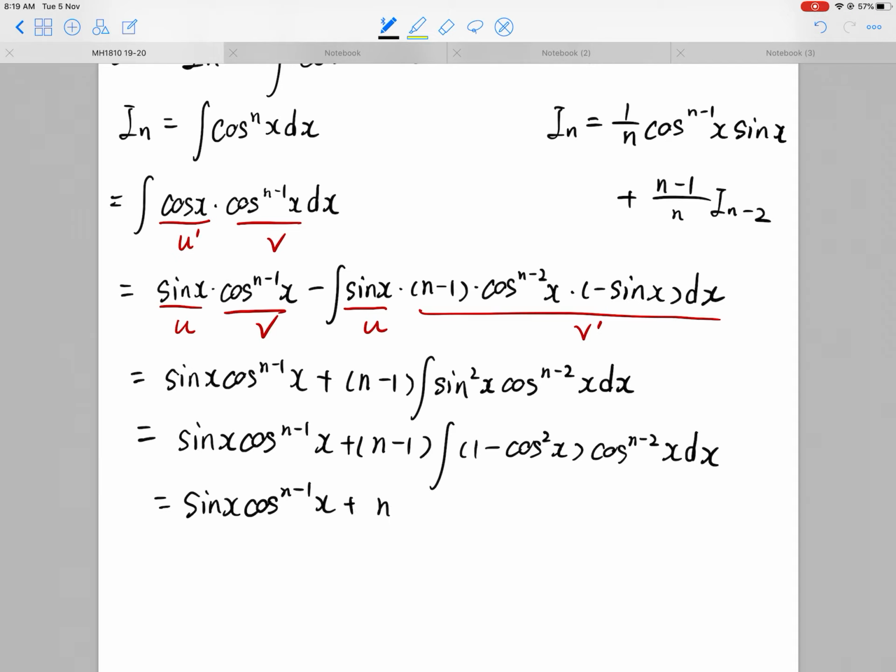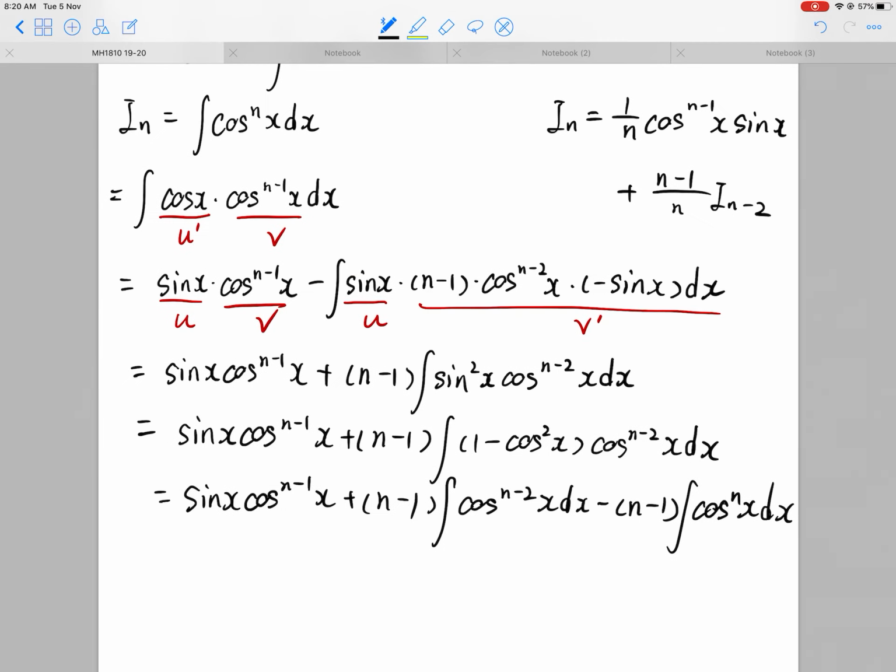Which means it's n minus 1 times the integration of cosine x to the power of n minus 2, plus n minus 1 times the integration of, but here it's a negative sign, so minus n minus 1 times the integration of cosine x to the power of n. Okay, so now we're close to it.